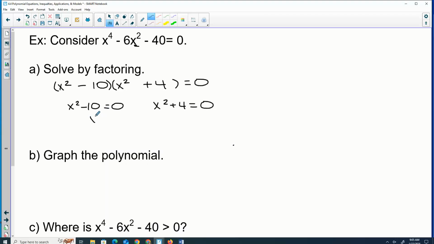If we add over the 10, get rid of a square with the square root with that plus and minus. We get plus and minus the square root of 10. Here x squared would equal -4, square root plus or minus. What's the square root of -4?